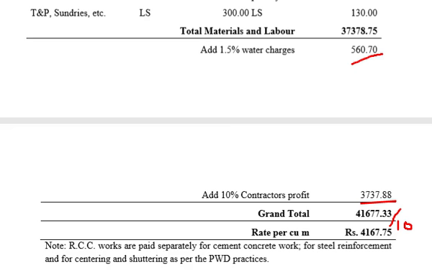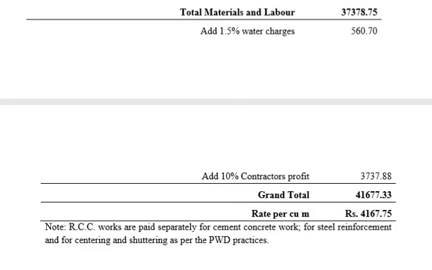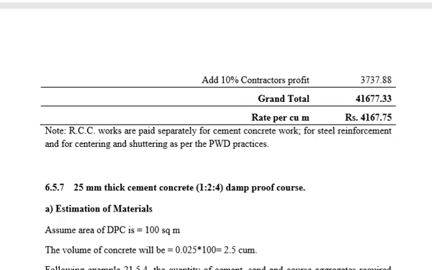So in the next lecture we will start estimation of 25 thick cement concrete 1 is to 2 is to 4 damp proof course, DPC. Before that you must know what is DPC, why we provide DPC, what is the functional requirement of DPC. Please have some basic knowledge of this.